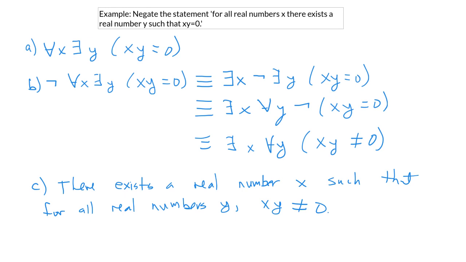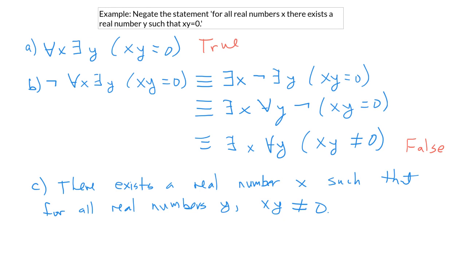Now, just for fun, let's think about what the truth values are here. The first one says, for all x, there exists a y such that x times y equals 0. Well, this is true. Just take y to be 0. Now, look at this negation. There exists an x such that for all y, x times y is not 0. Well, this one's false because you can always take y to be 0.